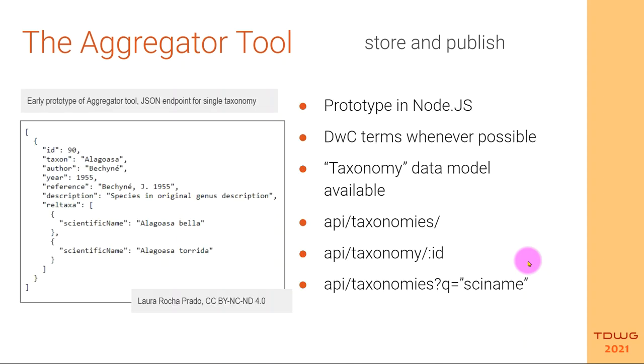This is just a screenshot of one of the JSON endpoints that I'm envisioning for the aggregator tool that I modeled in a Node.js prototype. Node.js is also JavaScript technology. I'm using in my data model Darwin Core terms whenever possible. And other terms are going to be explained in a data model that will be made available. And I'm envisioning a few data points in the API for users to see all taxonomies, a single taxonomy, or to query taxonomies by scientific name, for instance.